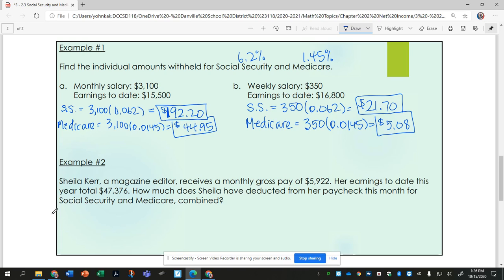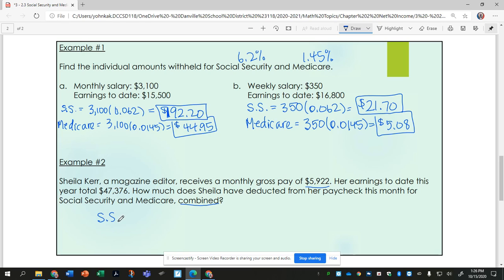Okay, number 2, Sheila Kerr is a magazine editor, receives a monthly gross pay of $5,922. Her earnings to date this year are $47,376. How much does Sheila have deducted from her paycheck this month for Social Security and Medicare combined? After I find the two individual values, I'm going to add them together and find a combined total.